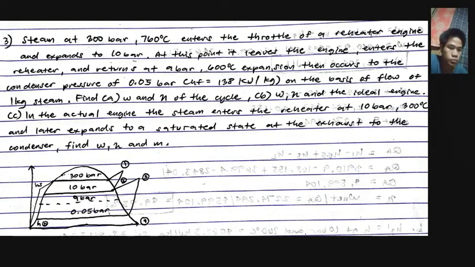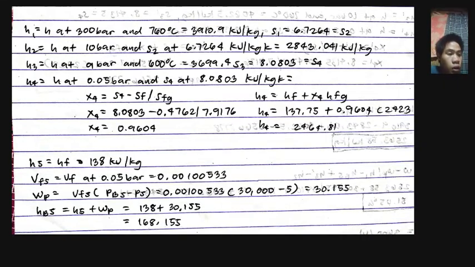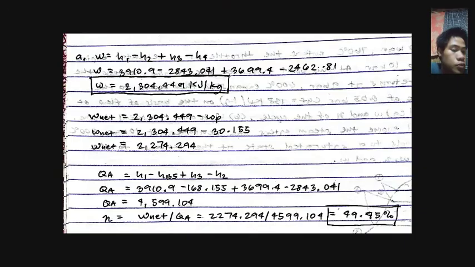So, same process again, showing the illustration, getting the value of H1, H2, H3, H4, H5, VF5, WP, HB5 for use in substituting, where visible on the screen. Can you see it? So, A, formula for work, W equals H1 minus H2 plus H3 minus H4.